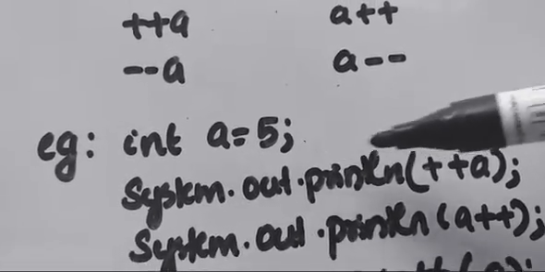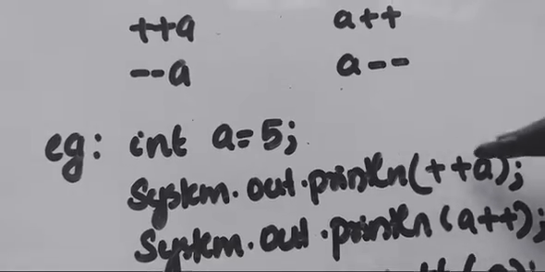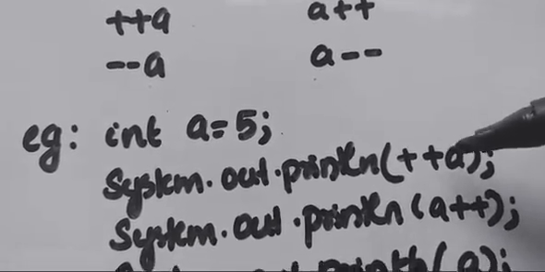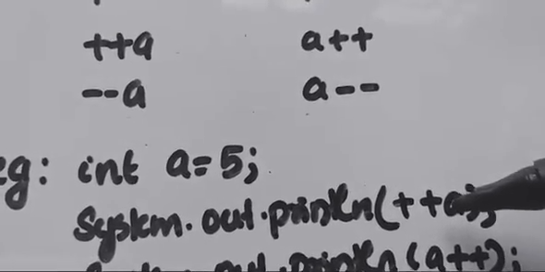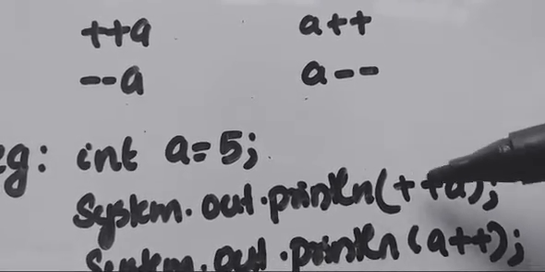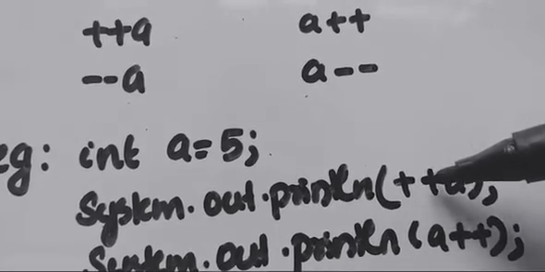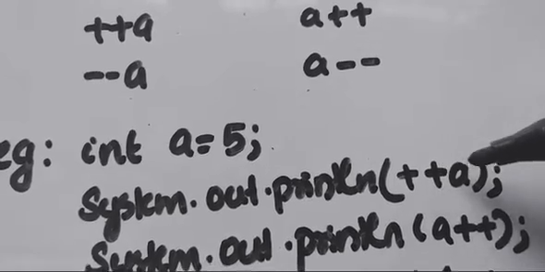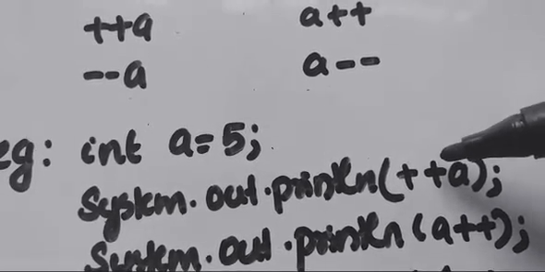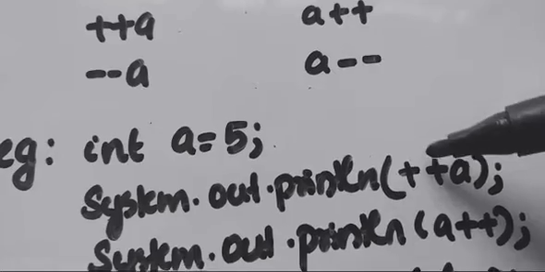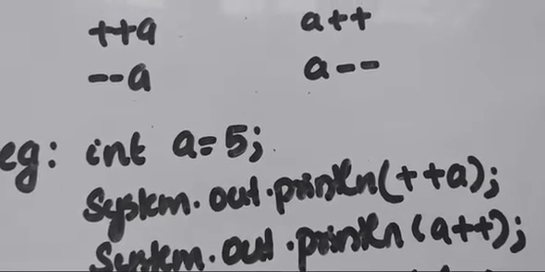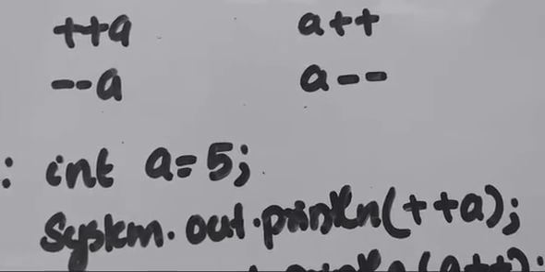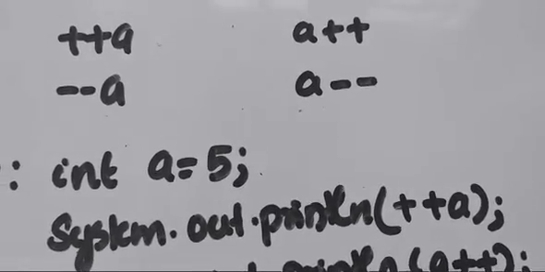Here, System.out.println of ++a. We have printed the variable a. How did we print it? It is ++a. So what is it? It is the increment operator, plus plus. What type of increment? It is pre-increment. Why are we saying that? Because the operator comes before the operand. Clear?